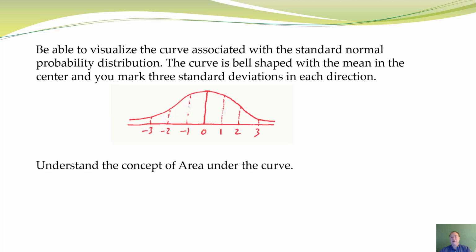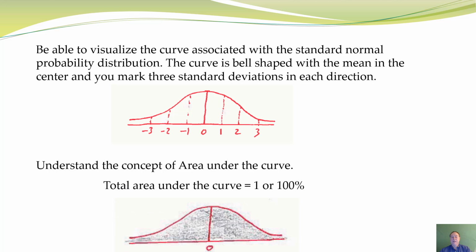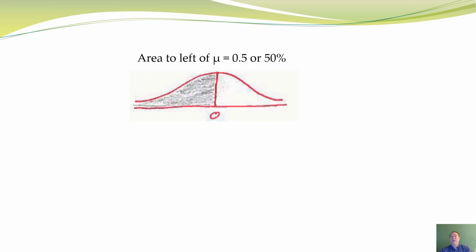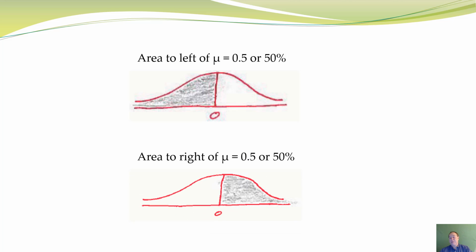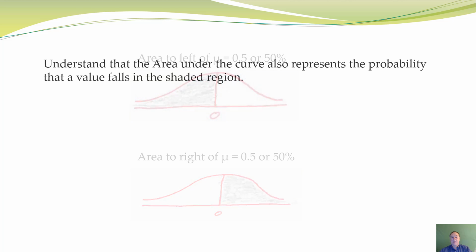Understand the concept of area under the curve. The total area under the curve is equal to 1 or 100%. And as we said in section 7.1, the curve approaches the horizontal axis but never crosses it or touches it. Area to the left of the mean is 0.5 or 50% because it's symmetric. Area to the right of the mean is 0.5 or 50%, symmetric.